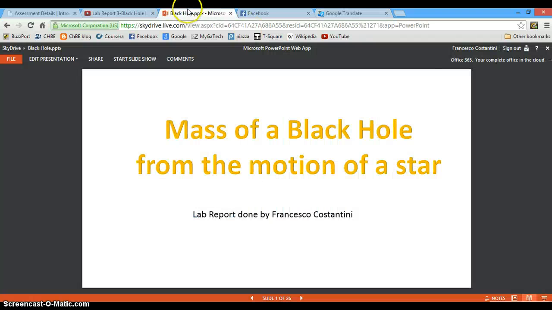This is the lab report about the black hole done by Francesco Costantini and dubbed by Google Translate. The aim of this lab report is to determine the net force exerted on the star orbiting around the black hole and to determine its mass.